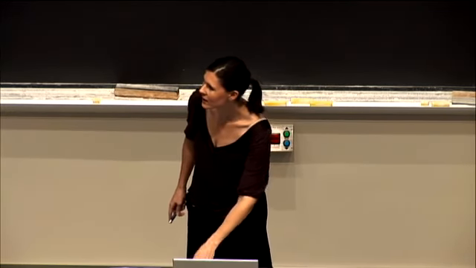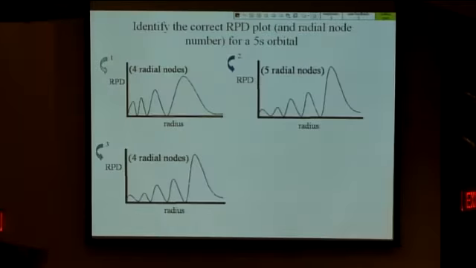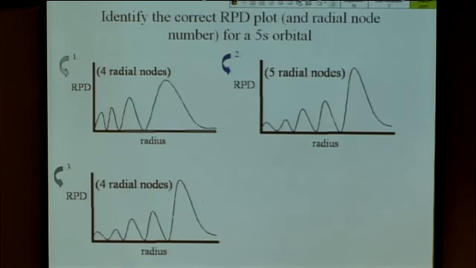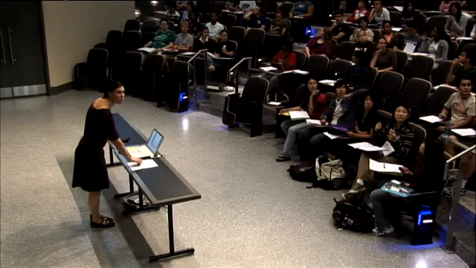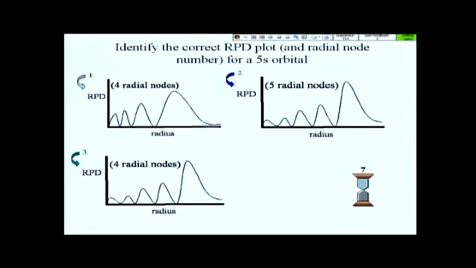OK, so let's go to a clicker question now on radial probability distributions. I mentioned you should be able to identify both how many nodes you have and what a graph might look like of different radial probability distributions. So here, what I'd like you to do is identify the correct radial probability distribution plot for a 5s orbital, and also make sure that it matches up with the right number of radial nodes that you would expect. All right, let's take 10 more seconds on that. This should be a quick identification for us to do.